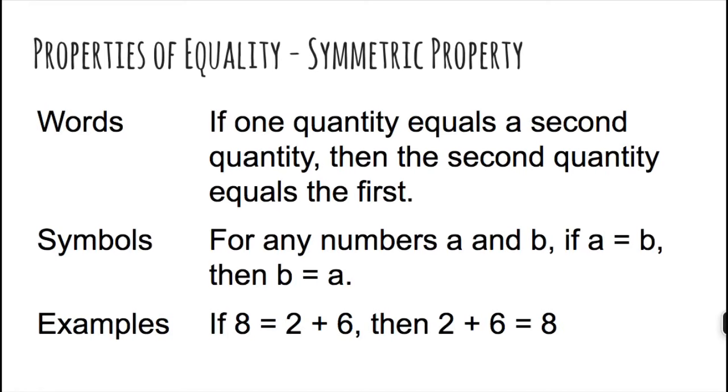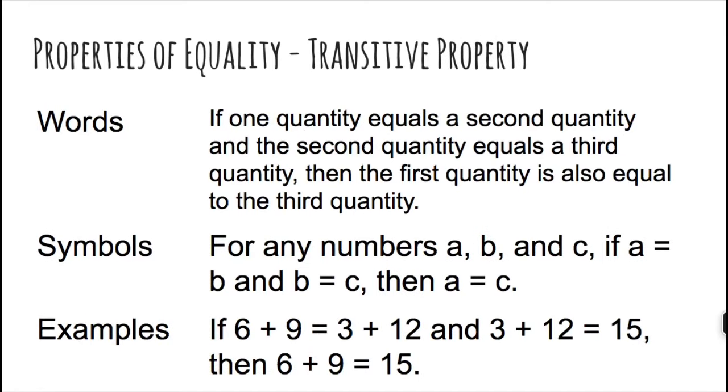Our next property of equality is the transitive property. In words, the transitive property sounds or looks kind of complicated, but it's really not bad. If one quantity equals a second quantity, and the second quantity equals a third quantity, then the first quantity is also equal to the third. It's a lot of words to say that if A equals B and B equals C, then A will also equal C. Look at the example to help you figure this one out.